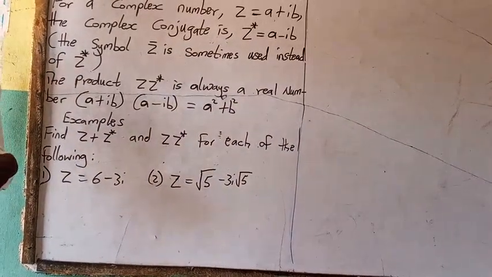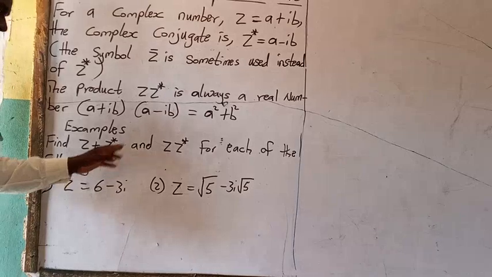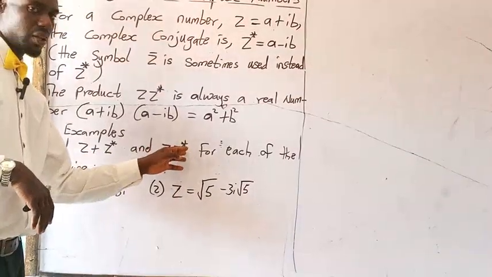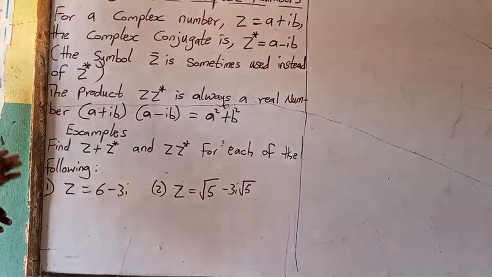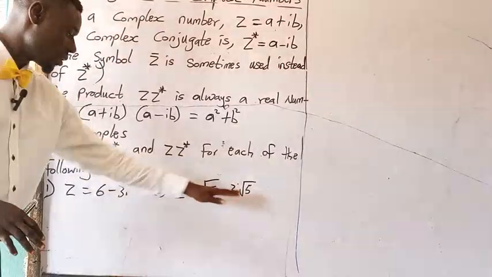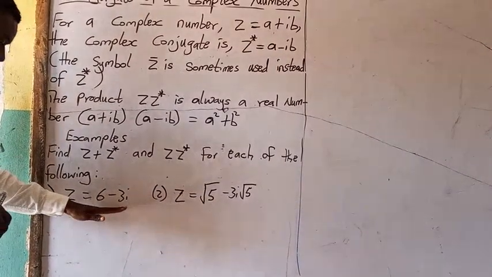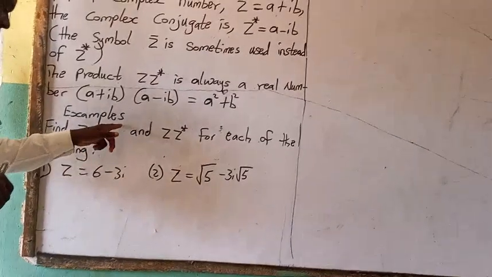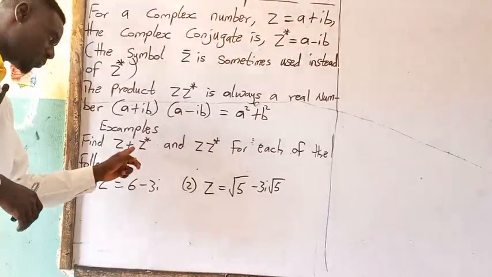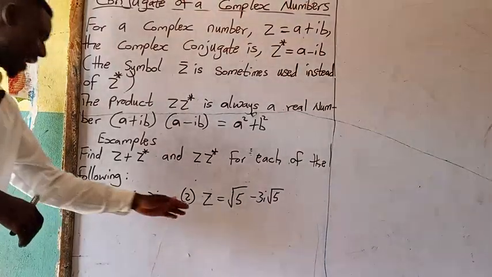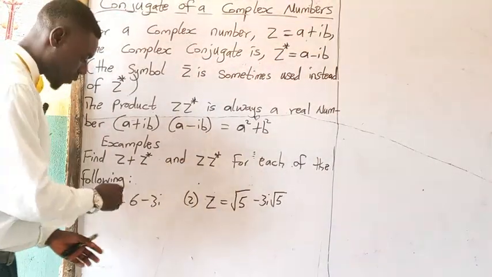Now, let's take some examples. Find Z, which is a complex number, plus its conjugate, and Z times its conjugate for each of the following. Now, we have two questions here. The original complex numbers are given to us. Now, what they want us to do is to find this Z plus Z star, where Z is the original complex number. They want us to use the conjugate and add it to the original. Now, for number 2, you are going to do for each of them. You're going to do for plus and you're going to do for multiplication for each of them.